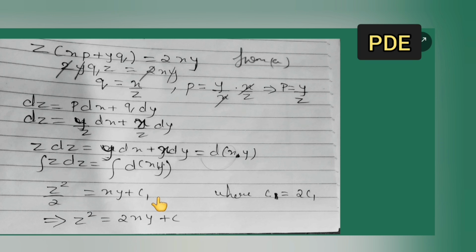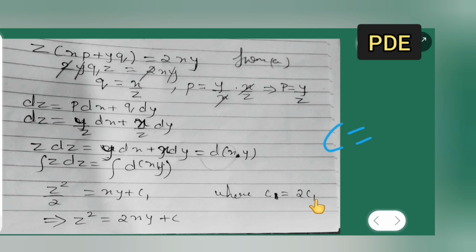Multiply by 2 on both sides. So z square is equal to 2xy plus c, where c is equal to 2c1, okay? This is nothing but c is equal to 2c1, okay?